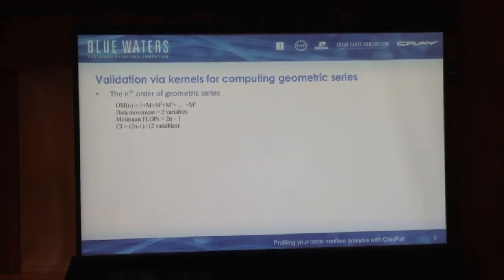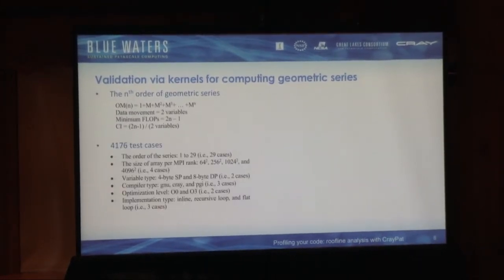And again, we wanted to find a generally available approach. So we considered more than 4,000 test cases in terms of different orders of series, different array sizes per MPI rank, and different variables. We considered single precision and double precision. We also considered different compilers on Blue Waters: GNU compiler, Cray compiler, and PGI compiler. And also different optimization levels. Some people use O0, some use O3, O2, O1. So we considered O0 and O3.